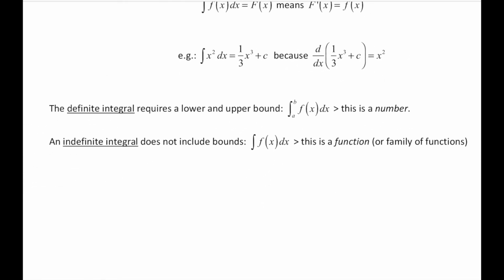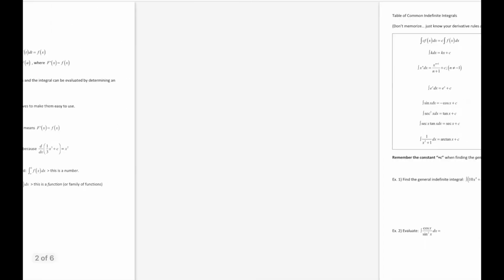The definite integral requires a lower bound and an upper bound. That gives us a number, a numerical value. It equals some quantity. An indefinite integral has no lower or upper bounds. This gives us a function, or specifically a family of functions, where they all differ based upon that constant c. So a definite integral definitely has those bounds. An indefinite integral gives us that family of functions, with that constant included there. So let's check it out.